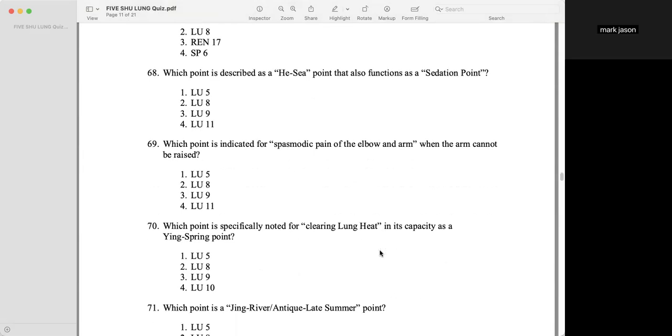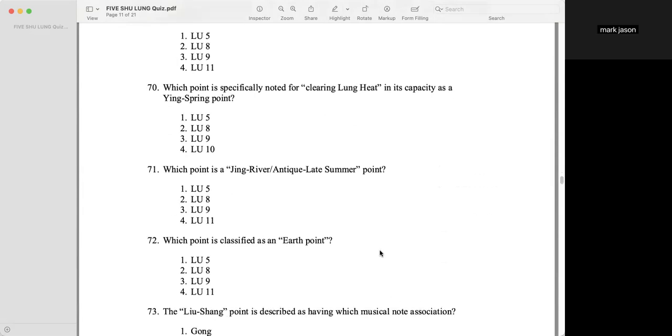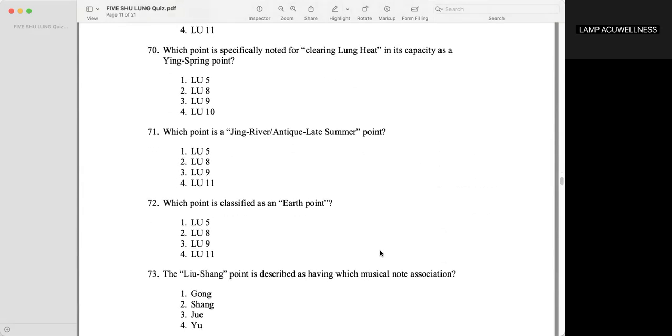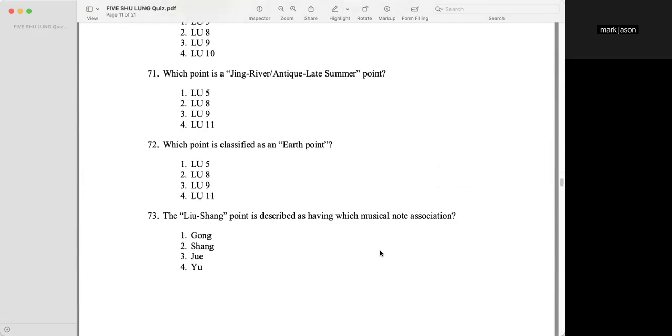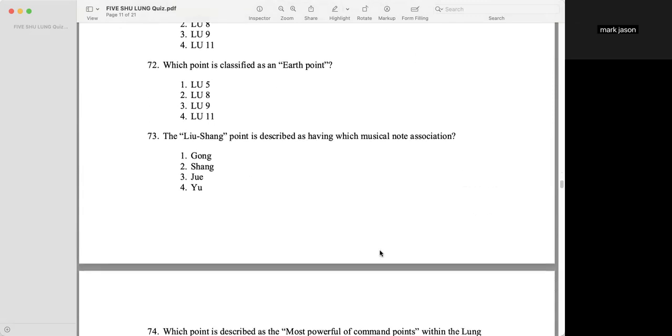Lung 5. Which point is indicated for spasmodic pain of the elbow and arm when the arm cannot be raised? Lung 5. Which point is specifically noted for clearing lung heat in its capacity as a Ying-Spring point? Lung 10. Which point is a Jing-River antique late summer point? Lung 8.